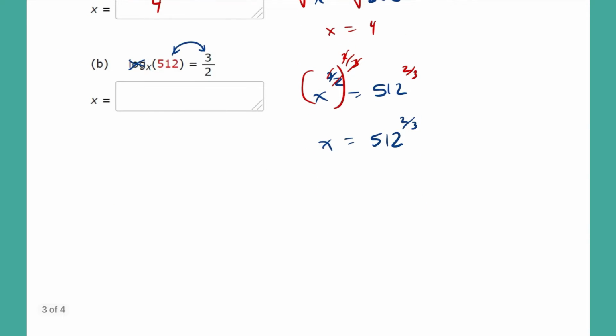That means you need to take the cube root of 512 first, and then you want to square that. That's what that means. So the denominator is the index of the radical, and the numerator is the exponent that you want to raise that to. So on your calculator, if you do the cube root of 512, you should get 8. And so that's going to be 8 to the second power, which is 64.